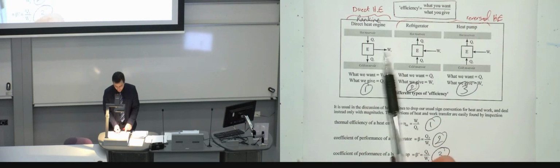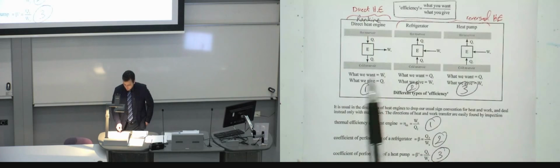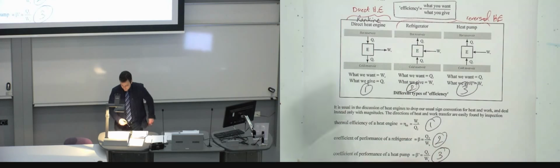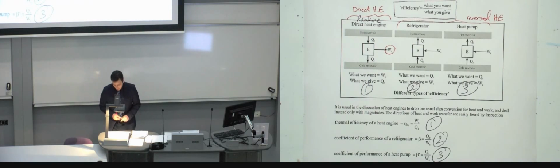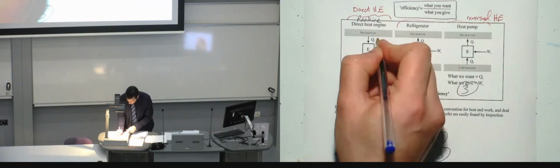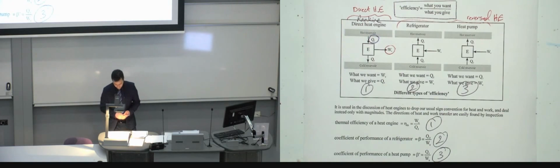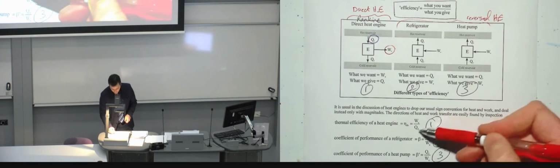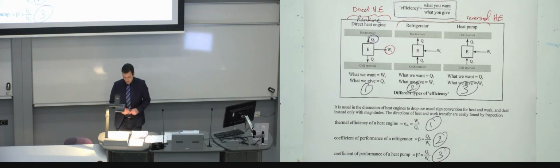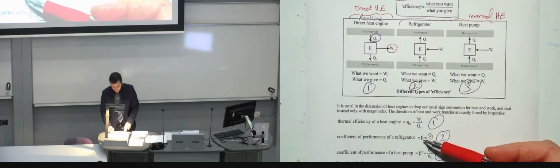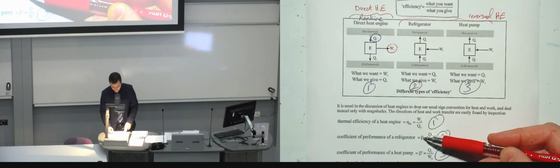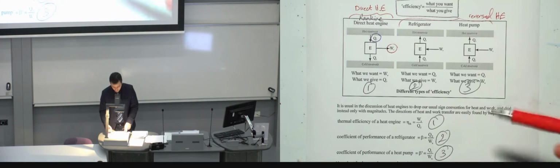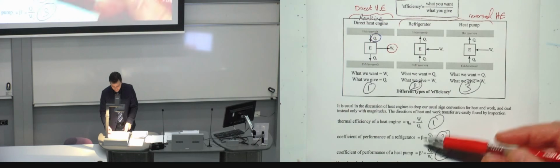Look at this example. What you want is this. I'm going to indicate this by red. And what you give is this, which I indicate by blue. So therefore you have Ws divided by Q1. In the second case, I'm going to come back to why we don't have eta, and we use beta in here. But anyway, for now, let's just look at the second type.